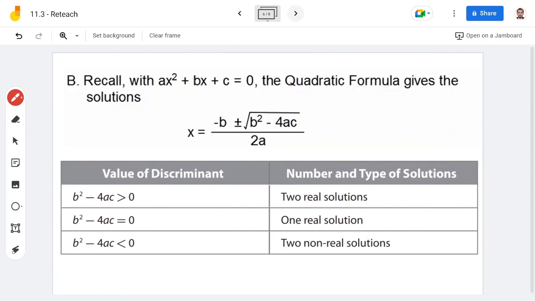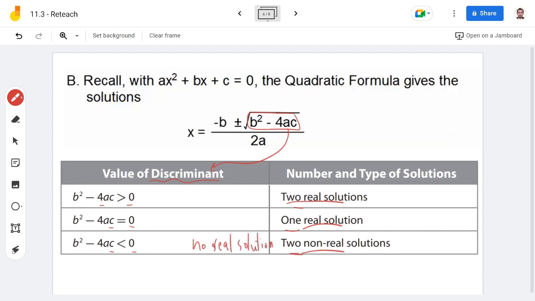Now recall, with ax squared plus bx plus c, we use the quadratic formula to give us the solution. We know that this part here, we call the discriminant. What does the discriminant do for us? It shows me how many real solutions I have, or how many non-real solutions I have. If the discriminant is greater than 0, it's 2 solutions. If it's equal to 0, it's 1 solution. If it's less than 0, we know that there is no real solution.